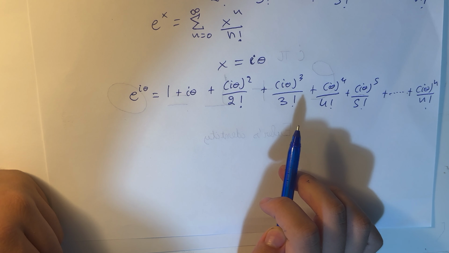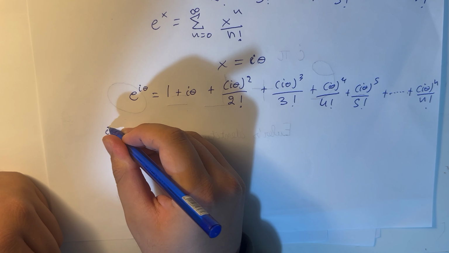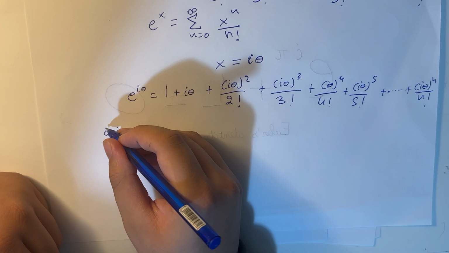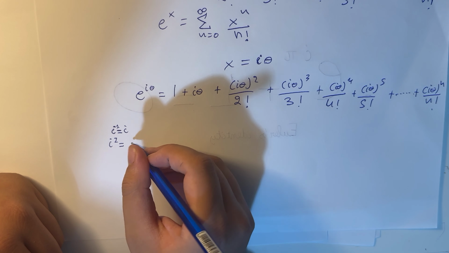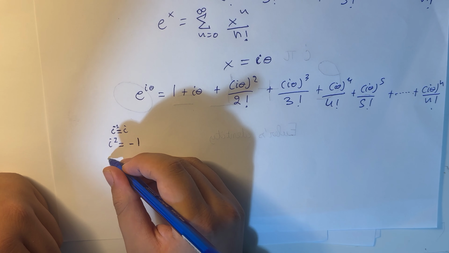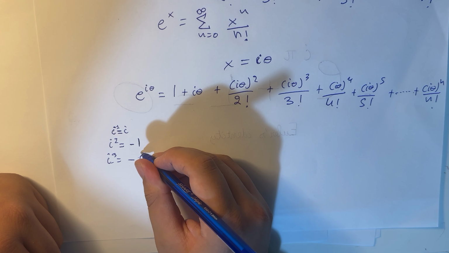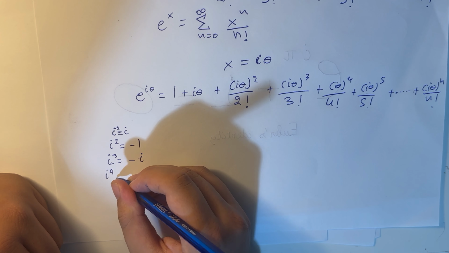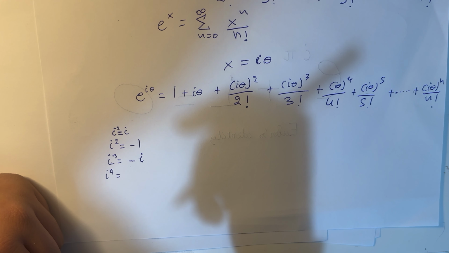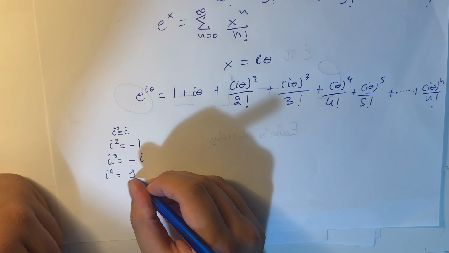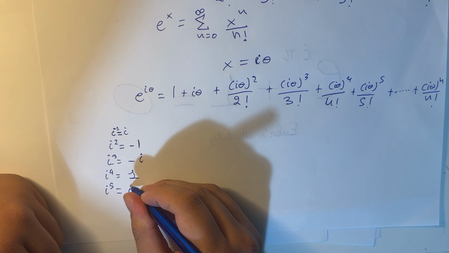So now I can go ahead and simplify this since I can figure out values for i. So I know that i is just equal to i, obviously. So this is i to the first power. i squared, this is the square of the square root of -1, so we get -1. i cubed, this is -1 times i, which is -i. i to the 4th, this is equal to -i times i, which is 1. Then we have i to the 5th, which is 1 times i, which is just i.